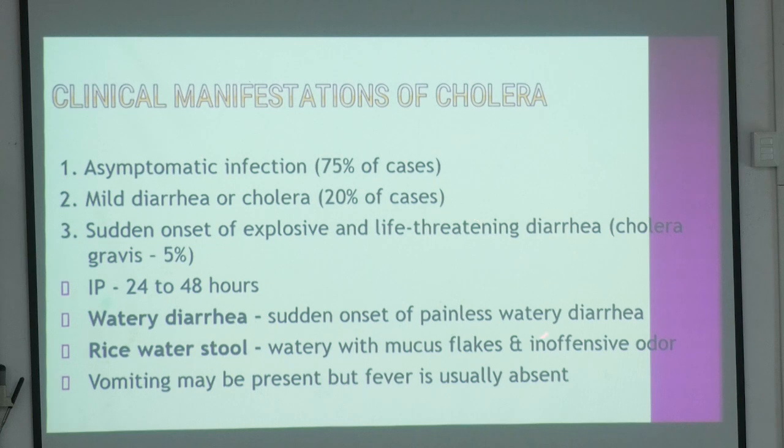Clinical manifestation of cholera. Asymptomatic cases are 75%, mild diarrhea cholera is 20%, and sudden onset of explosive life-threatening diarrhea cholera is 5%. Incubation period is generally 24 to 48 hours. The main feature is sudden onset of painless watery diarrhea, which causes rice water stool: water with mucus flakes and an inoffensive odor. Vomiting may be present, but fever is usually absent.